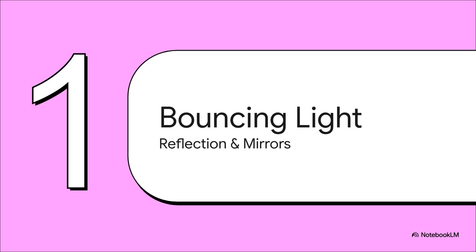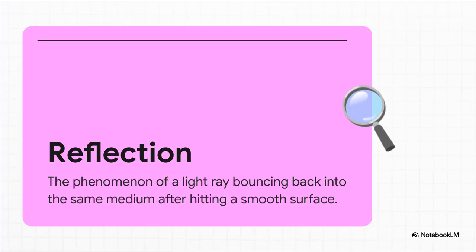This is probably the one you're most familiar with. It's what happens when light hits a surface it can't go through. It's called reflection. Yeah, the fancy word for it is reflection, and it's pretty much exactly what it sounds like. A ray of light comes in, hits a smooth, shiny surface, like a mirror or maybe the top of a calm lake, and it just bounces right off. It's not getting soaked up, it's just getting sent off in a new direction.